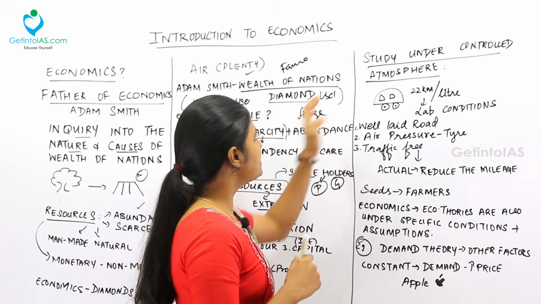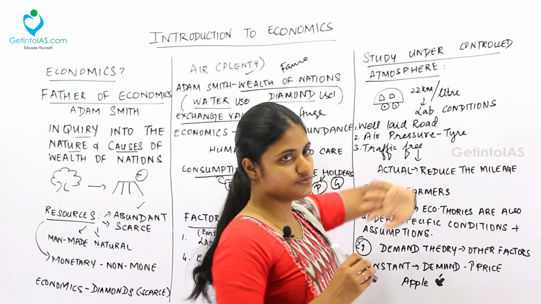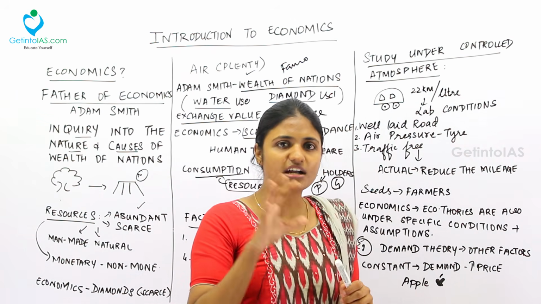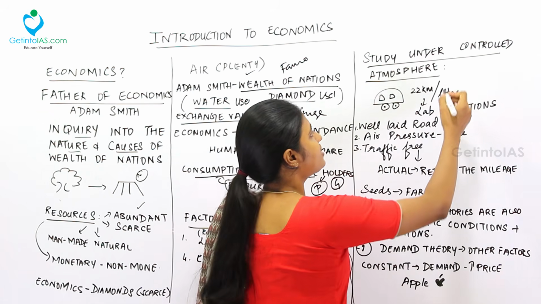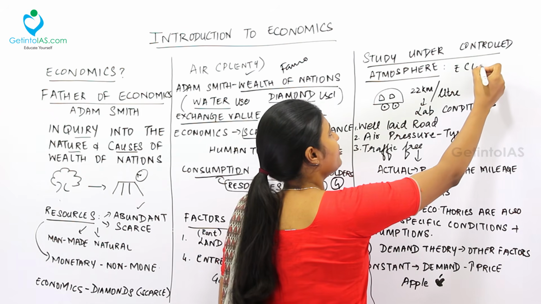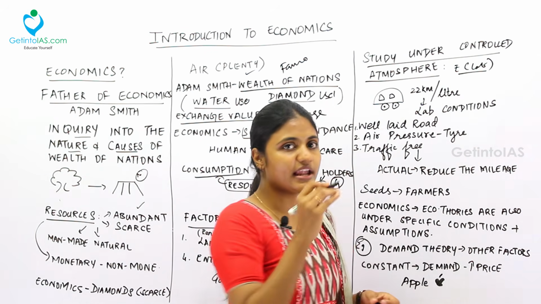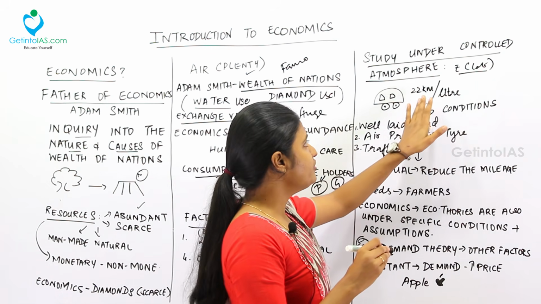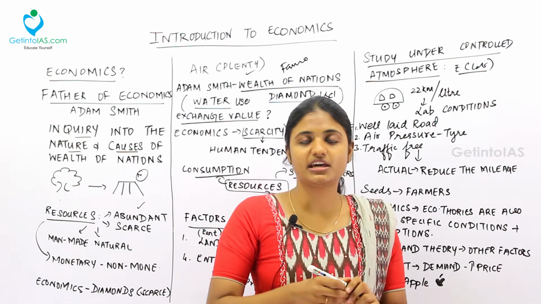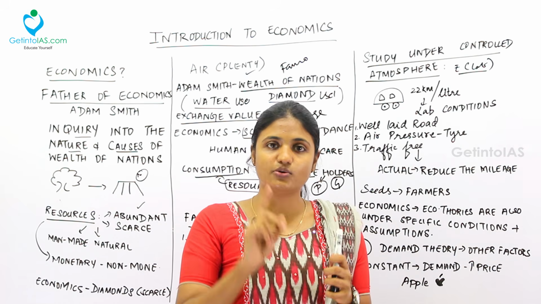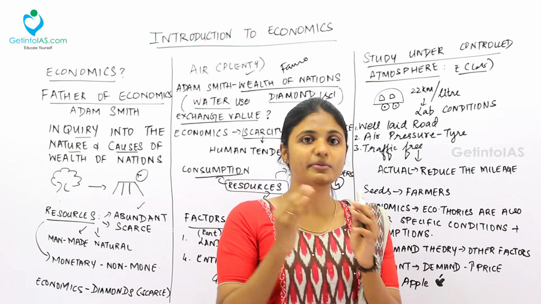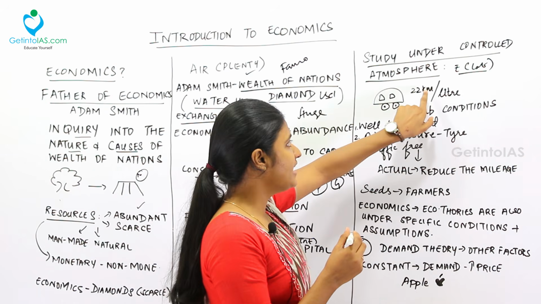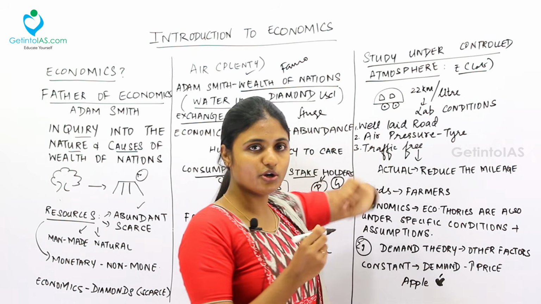So next thing is study under a controlled atmosphere. So next subheading is study under a controlled atmosphere. What is a controlled atmosphere? So in case you are studying economics inside a laboratory, lab, how will it look like? Okay. So if you take a new car, this car will give 22 kilometers per liter. So in case I am going to buy a new car, I'll first go see how many kilometers this car is going to run. So if I put 1 liter, that car will go around 22 kilometers.